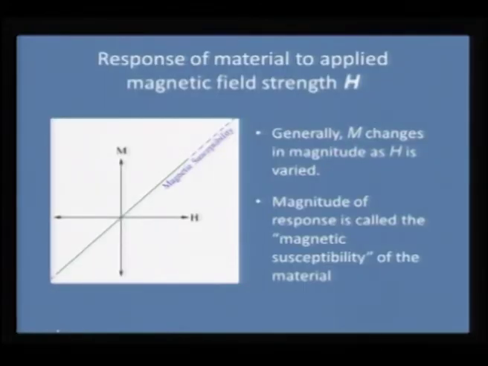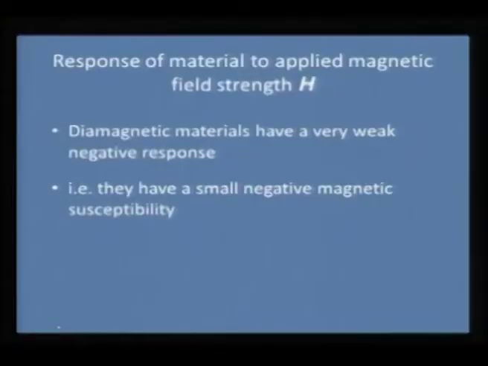Now, the way the material responds is linked to the susceptibility, a value which depends on both magnetization as well as H. So, we will come to the definition of susceptibility, which is usually denoted as chi. Generally, magnetization changes in magnitude as H is varied. This is what you call a linear response. As you increase the field, the magnetization also keeps increasing, and the magnitude of the response is measured by chi. Therefore, diamagnetic materials will have a very weak negative response because there is no net moment, and they have a small negative magnetic susceptibility.